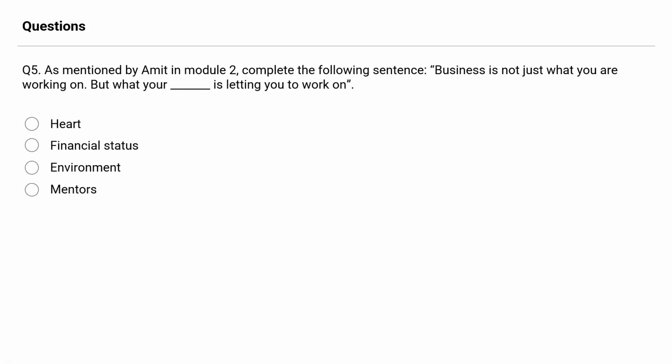The fifth question says, as mentioned by Amit in module 2, complete the following sentence. Business is not just what you are working on, but what your dash is letting you work on. Environment. That was very quick. The options A, B, C, and D are heart, financial status, environment, and mentors. So you've got one vote for environment. Anyone else?